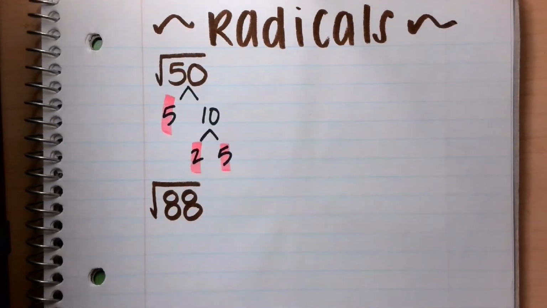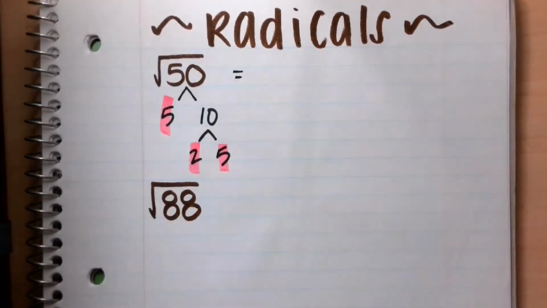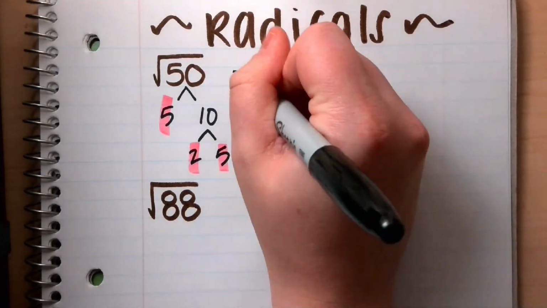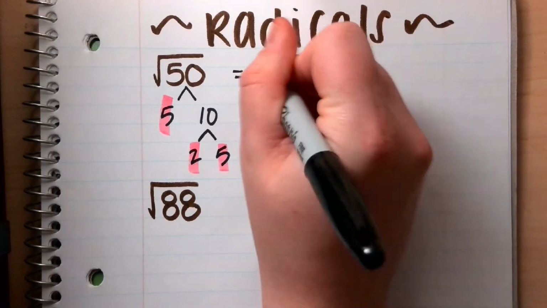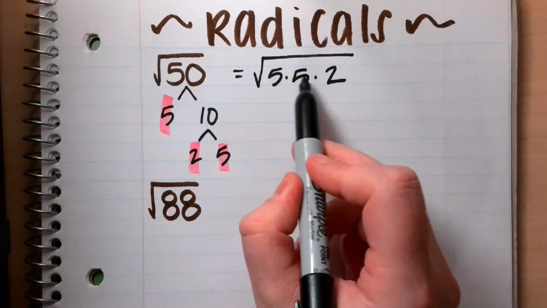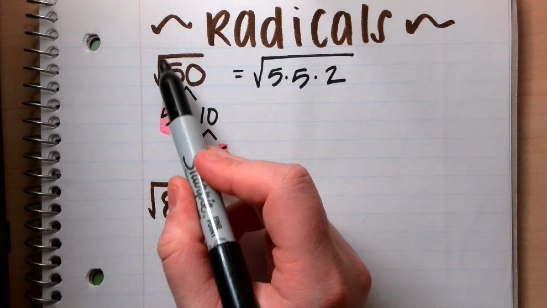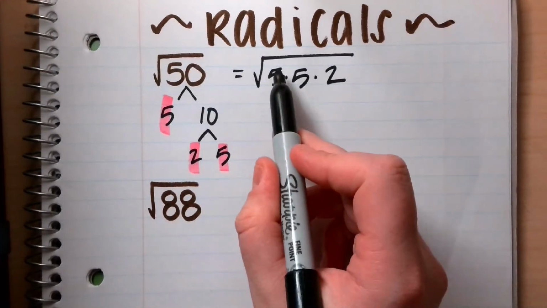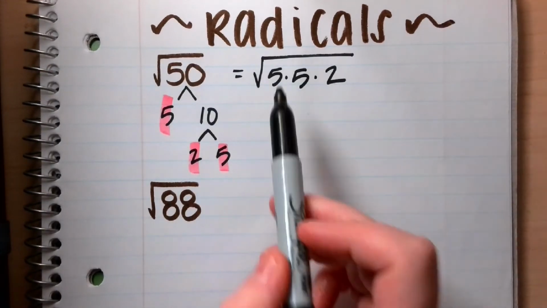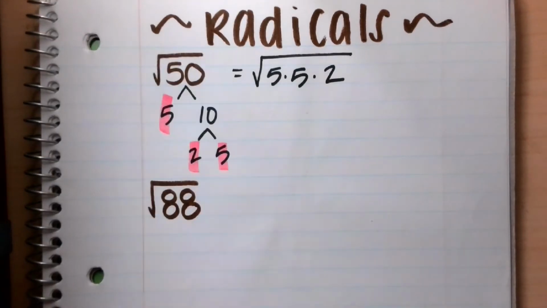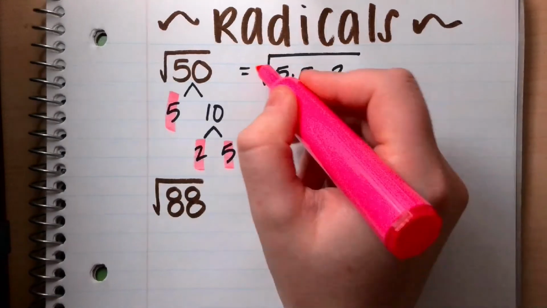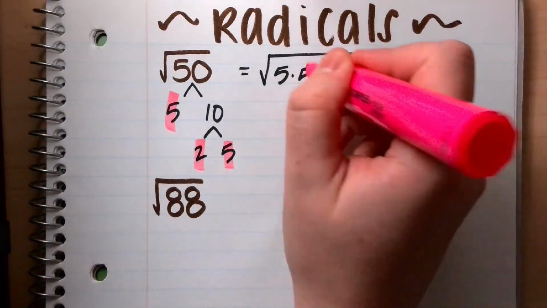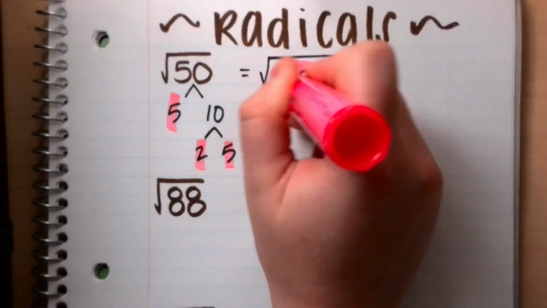So we have our three highlighted numbers. We can rewrite the square root of 50 as the square root of 5 times 5 times 2. This is the prime factorization, writing our original number as prime numbers being multiplied together, because if we do 5 times 5 times 2, we will get 50. The next step, we want to break this down. Since we're working with square roots, we want to make groups of 2.